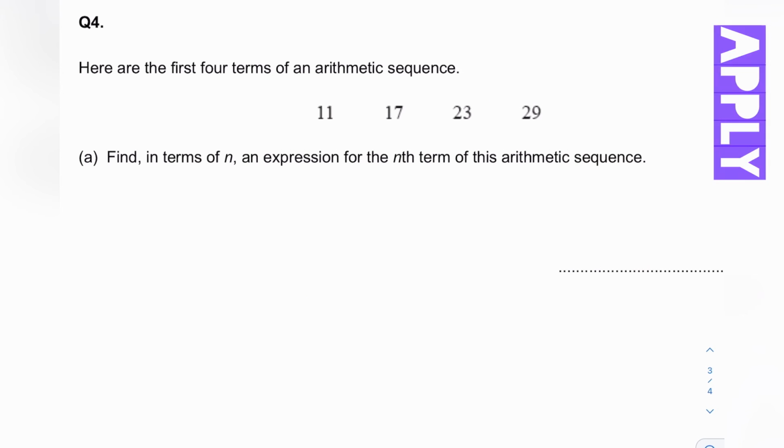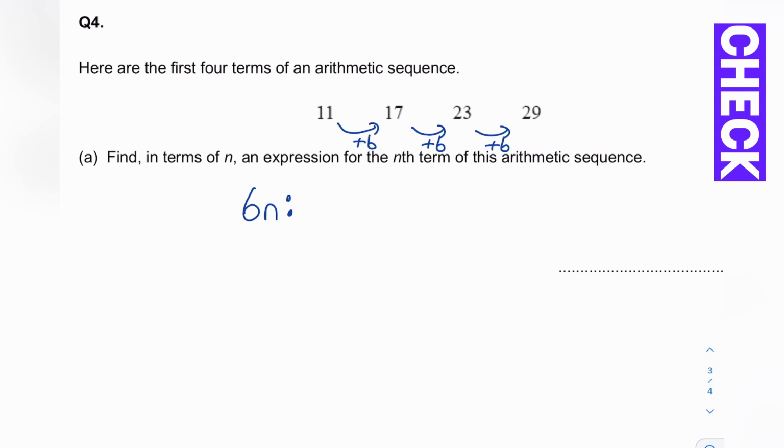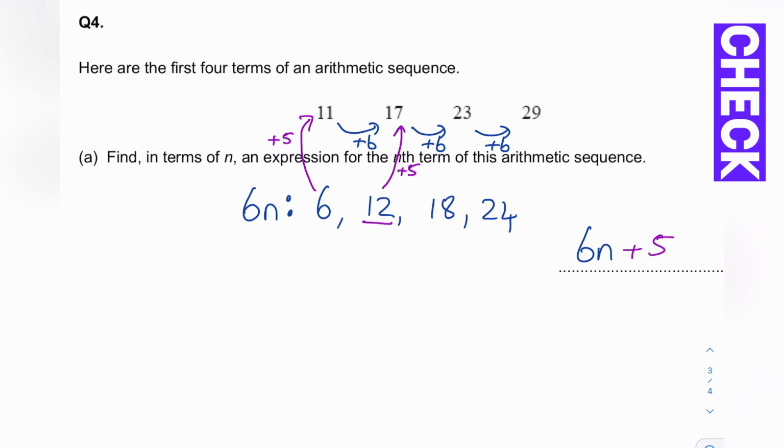Okay, pause the video now if you'd like to have a go at this question by yourself. So to begin with, we work out our difference between our terms. Here we can see we're adding 6 each time. So therefore we start with our 6n sequence. This is just our 6 times table. Our next step is to see how our 6n sequence matches on to this sequence in the question. So to go from 6 to 11, we're adding 5. Just double check that with the second one. 12 to 17, we're adding 5. So therefore our sequence must be 6n plus 5.